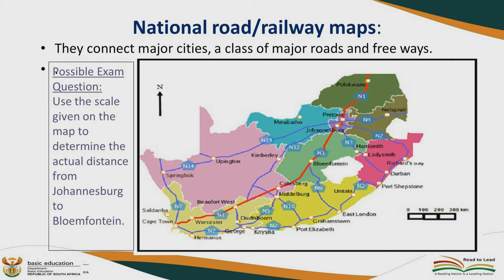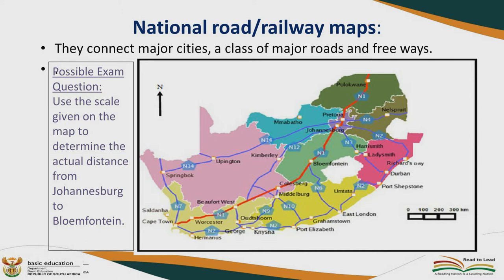So if you are working with this type of map, there are types of questions that you can expect in the exam. The examiner can ask you to use the scale that is given on the map to determine the actual distance from Johannesburg to Bloemfontein. So you will note that on this question, you are not given any values. You're not given any dimensions. So that is where you need to use your ruler to look for the positions. They say they want the actual distance from Johannesburg to Bloemfontein. So you are going to take your ruler and measure the distance from Johannesburg to Bloemfontein.